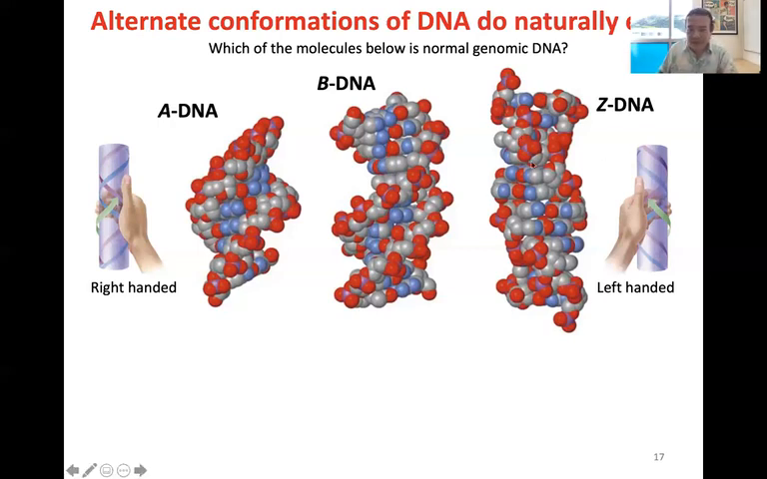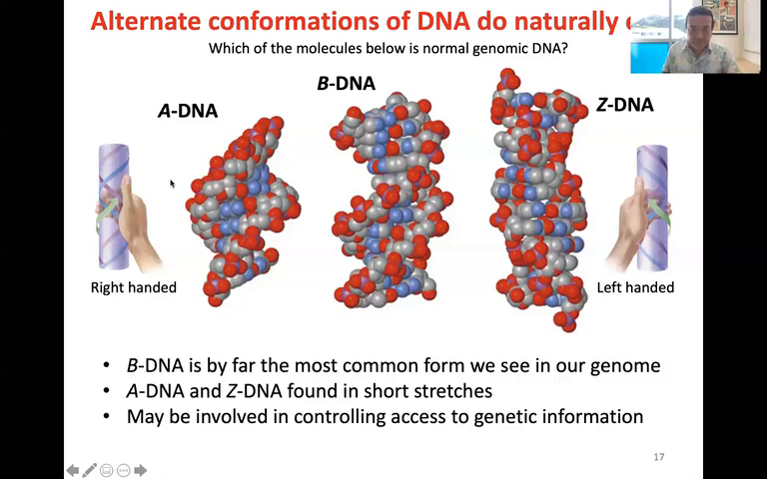And so this Z-DNA is actually left-handed. If you were to try to put your hand around this, you would see that your hand goes much easier around the left side, because the staircase is actually going that way, sort of clockwise, if you will, going up, and your thumb would point up. The A-DNA, on the other hand, still is right-handed. So B-DNA is by far the most common form that we see in our genome, but these other forms do exist, dynamically, temporarily, in different parts of our genome.